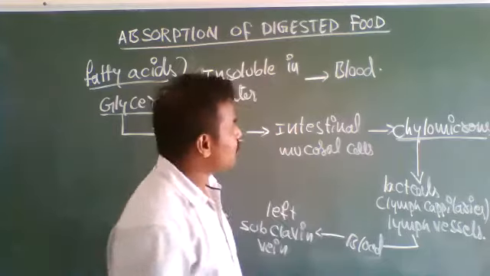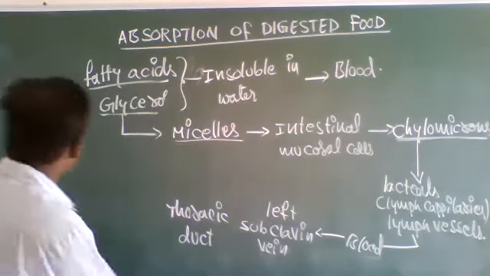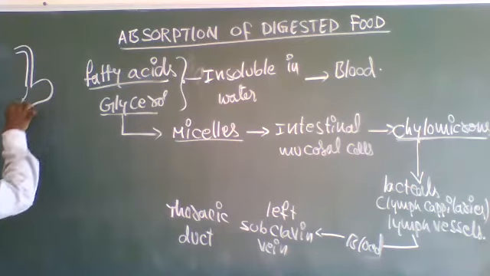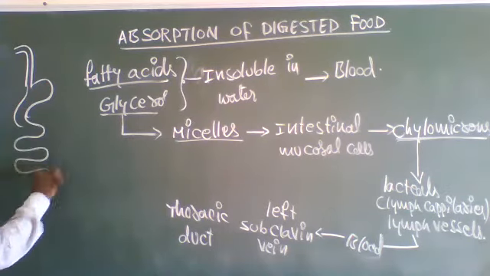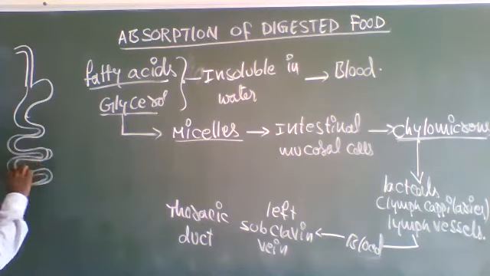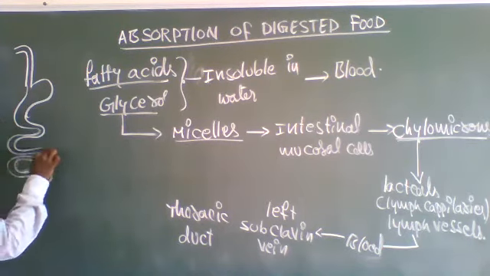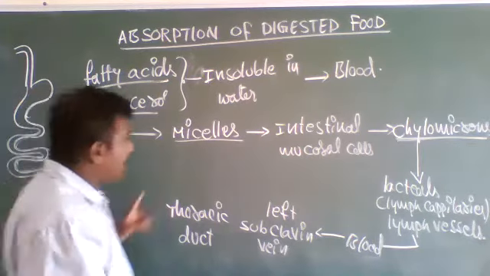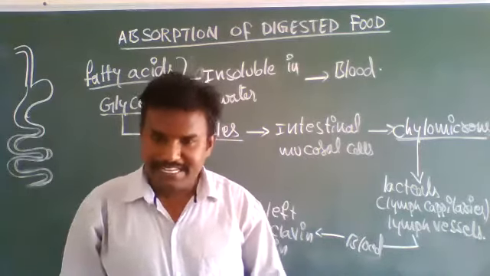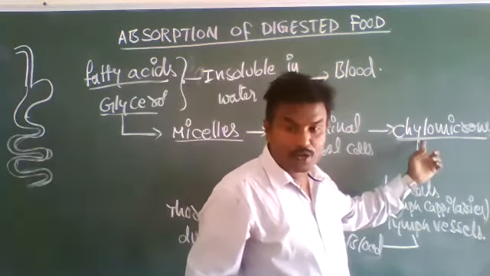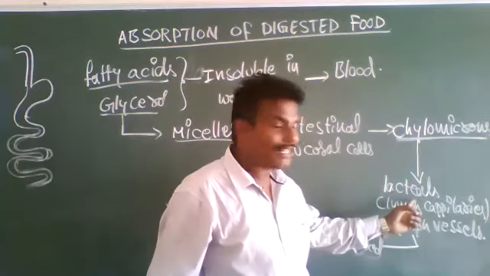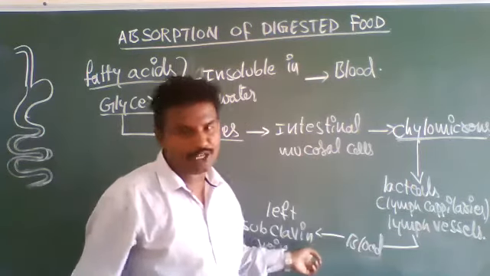So if we look at the small intestine, these are called intestinal walls. In the intestinal walls, this process takes place. Finally, chylomicrons enter the lacteals, and from the lacteals they are absorbed into the blood.